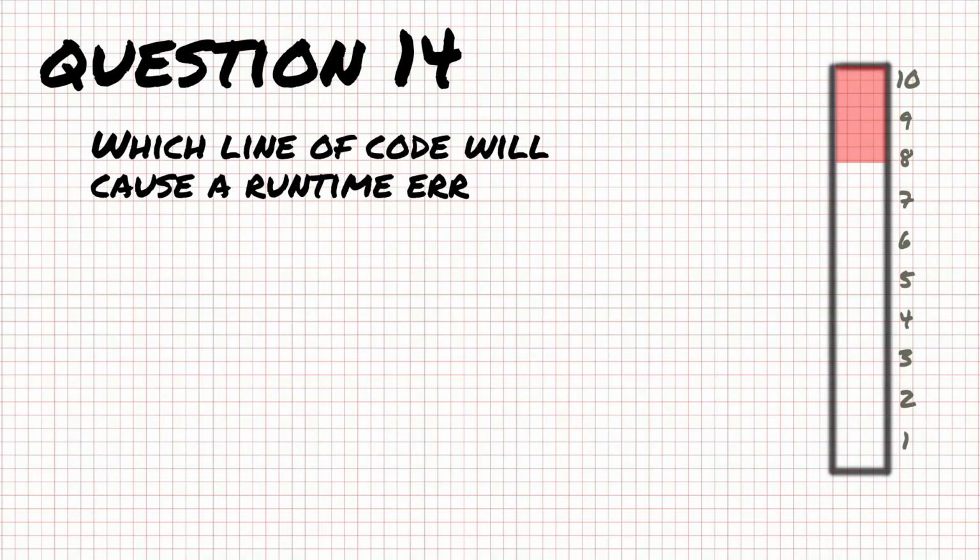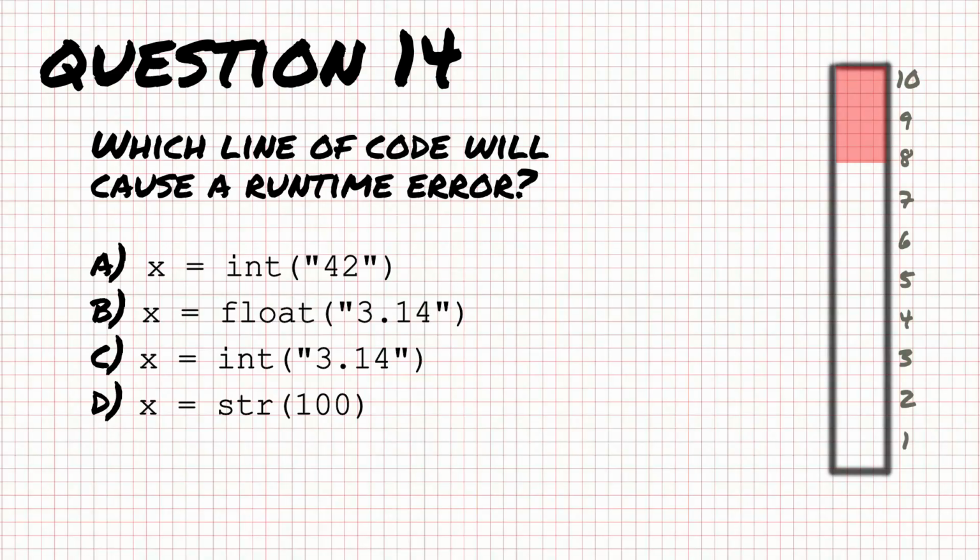Question 14. Which line of code will cause a runtime error? Is it A, x = int("42")? B, x = float("3.14")? C, x = int("3.14")? Or D, x = str(100)?